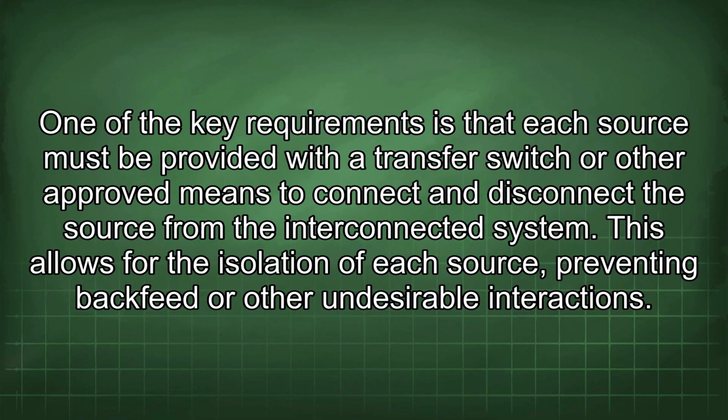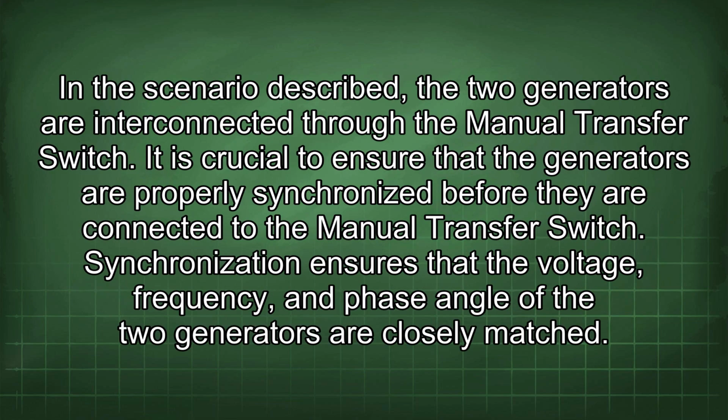One of the key requirements is that each source must be provided with a transfer switch or other approved means to connect and disconnect the source from the interconnected system. This allows for the isolation of each source, preventing backfeed or other undesirable interactions. In the scenario described, the two generators are interconnected through the manual transfer switch.